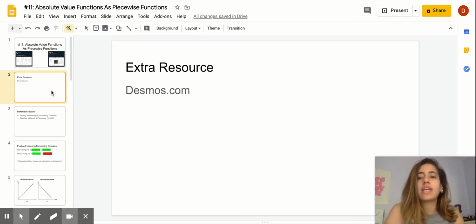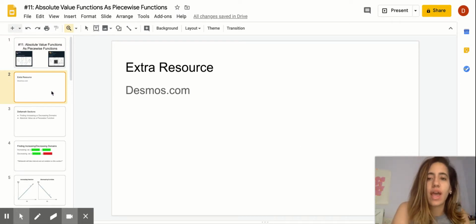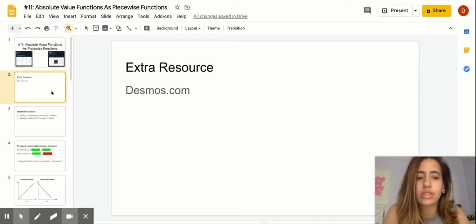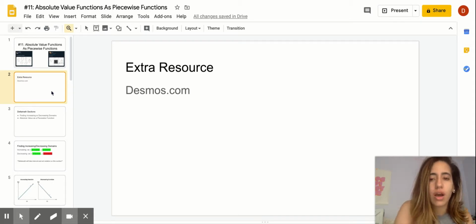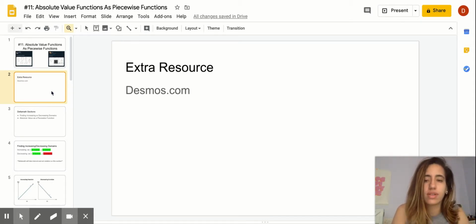So for today's lesson, you're going to need one extra resource. You just need to get onto desmos.com so that we can graph some stuff together in the second half of this lesson. So I'll cue you in on when we need that.